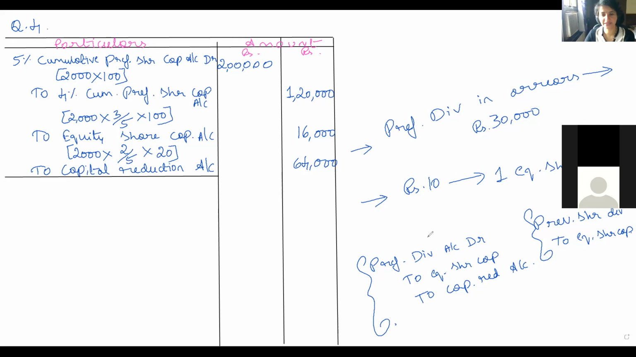First one is correct. That is what Shivraj is telling. Okay. Preference dividend account debit to equity share capital account to capital reduction account. Okay, that is what you are telling.